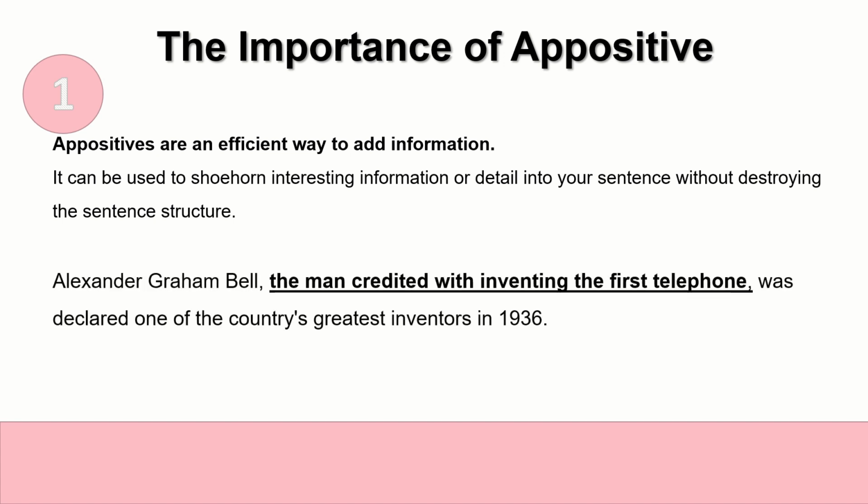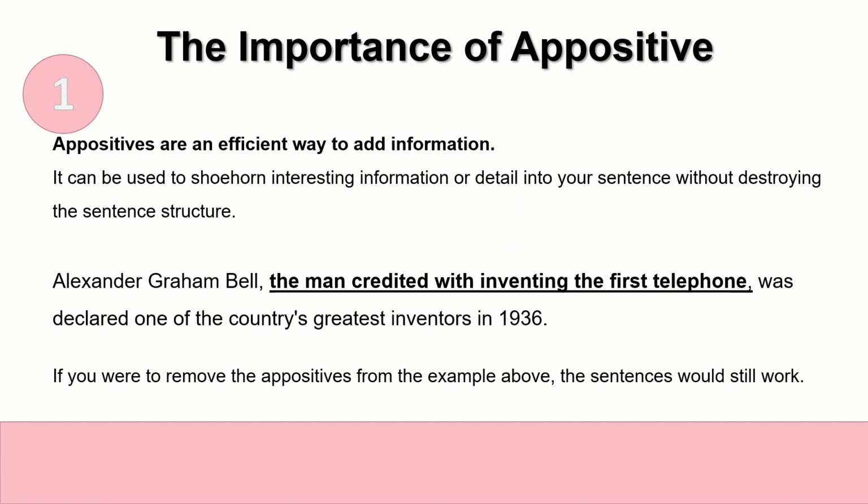Alexander Graham Bell, the man credited with inventing the first telephone, was declared one of the country's greatest inventors in 1936. The man credited with inventing the first telephone describes who Alexander Graham Bell is. Just in case you are worried your listener or reader doesn't know who Alexander Graham Bell was, you can give the appositive to explain who he was.